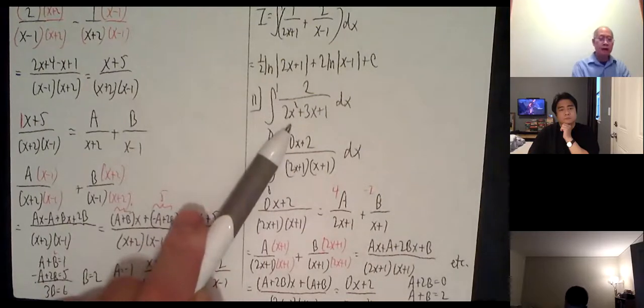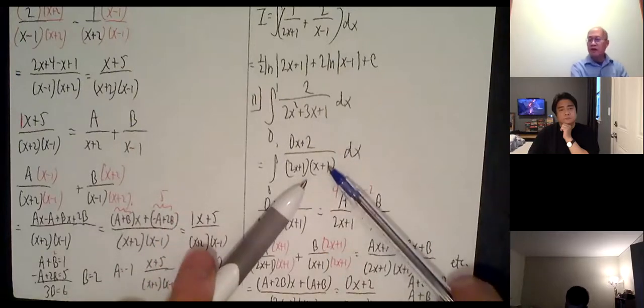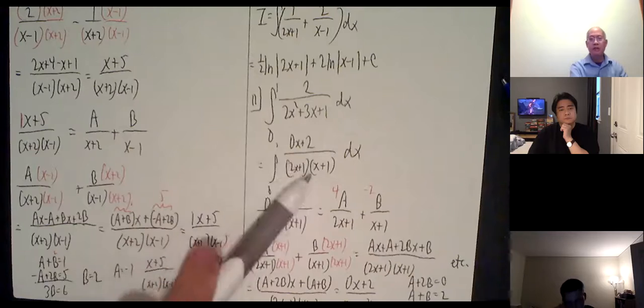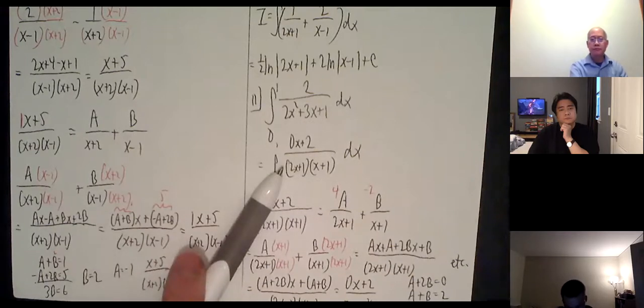And then I factorize the bottom. So this factors into 2x plus 1, x plus 1. That factorization should not be that hard. I mean, how do you get 1? The only way to get 1 is 1 times 1. And you know that a plus plus is a plus plus. So there we go.